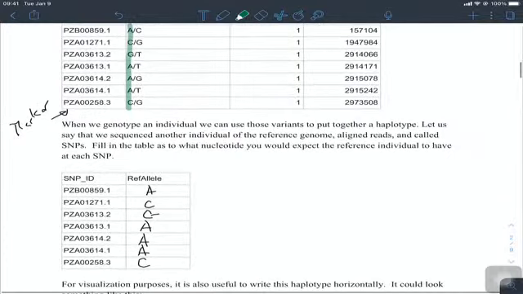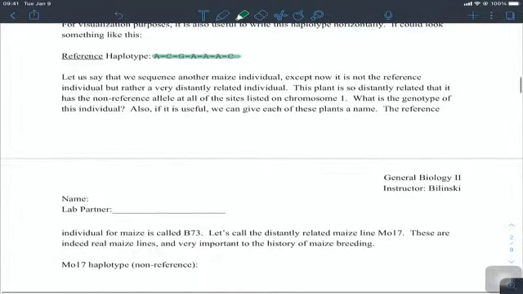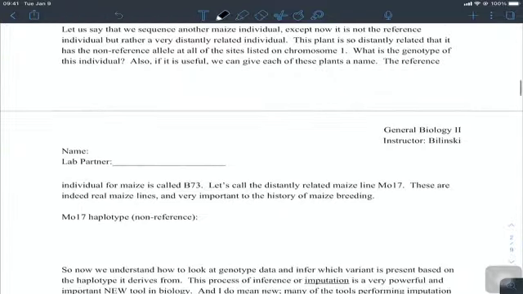Our non-reference haplotype, in this case, is the Missouri 17 or Mo17. In order to see what the markers are at the Mo17 haplotype, all we've got to do is look at the non-reference alleles. So go ahead and pause, go back to that table, and see if you can write out your own non-reference or Mo17 haplotype.